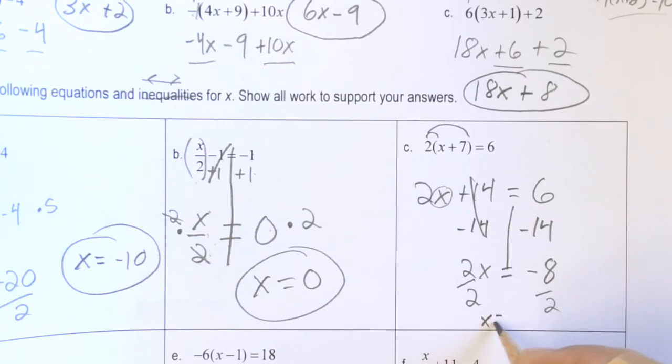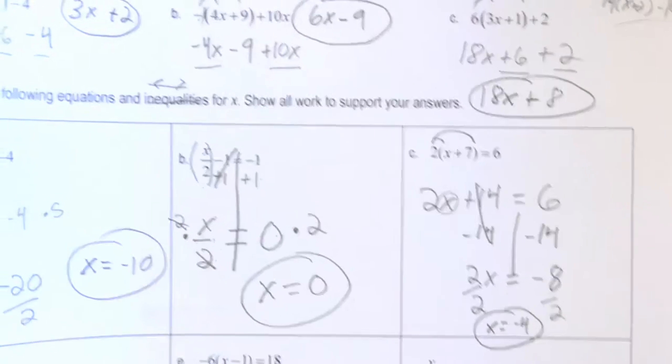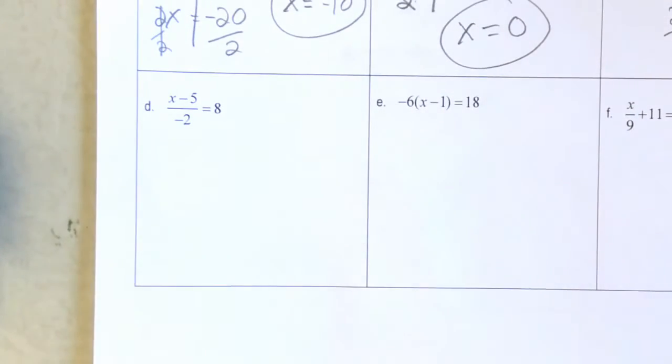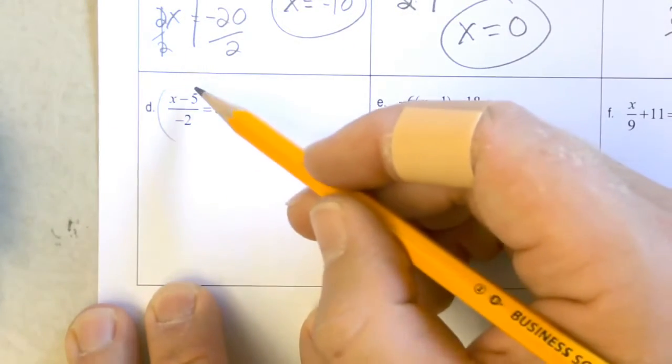Final answer is x equals negative 8 divided by 2. Well, we have a negative and a positive, so it's going to be a negative 4. All right, 3 more. Oh my goodness, there's a lot going on here. Now, put parentheses around it.